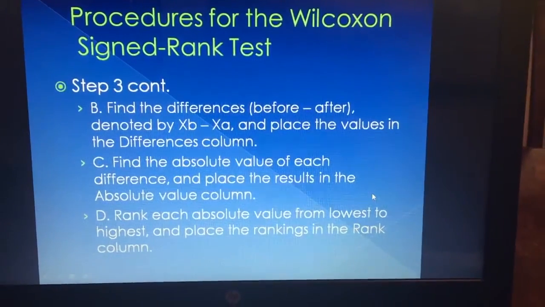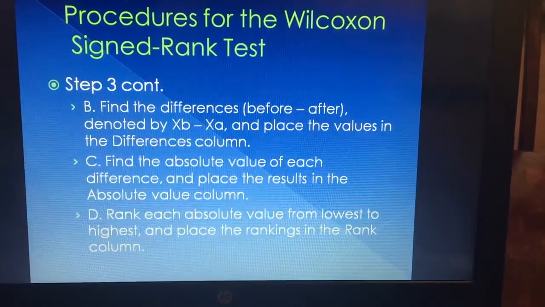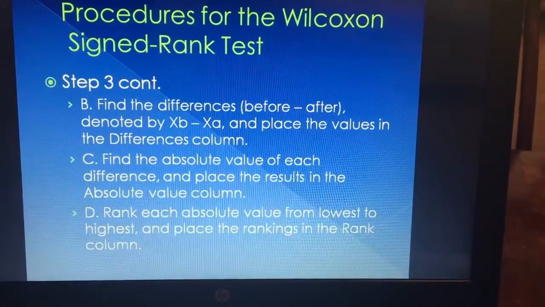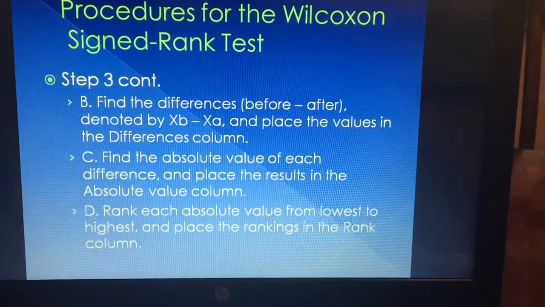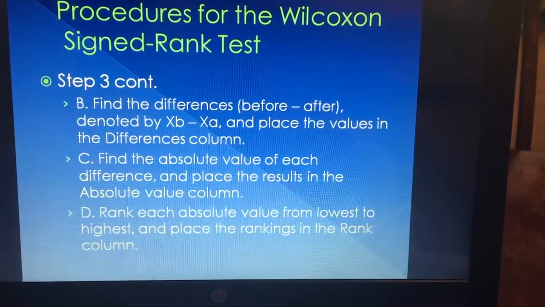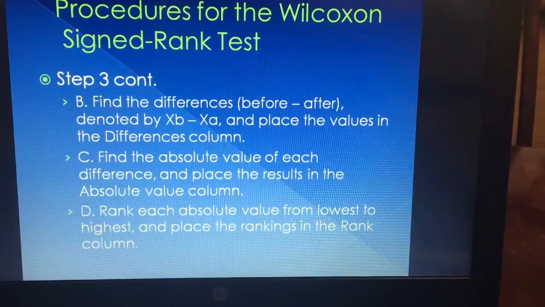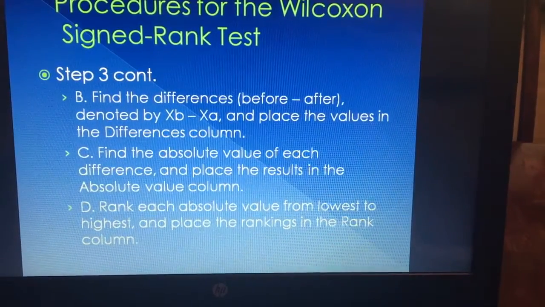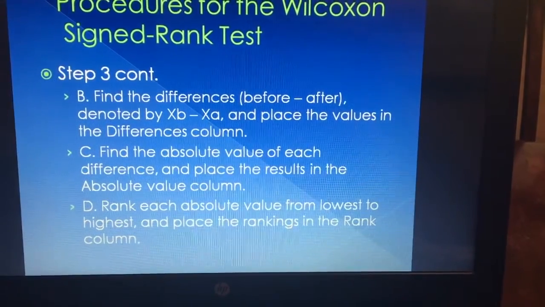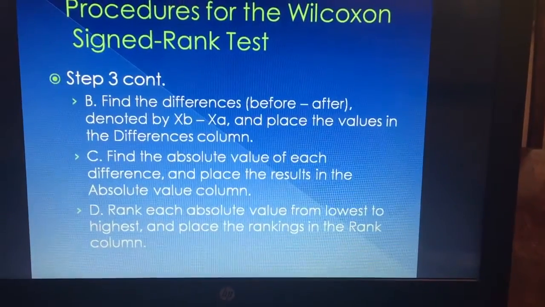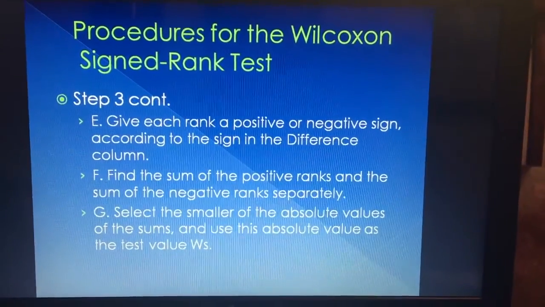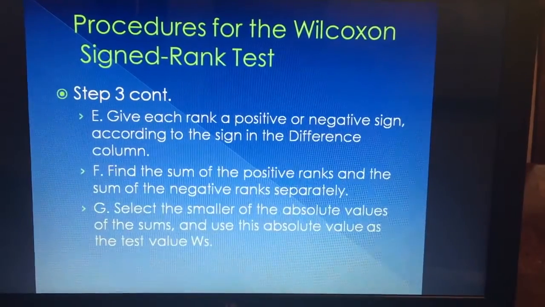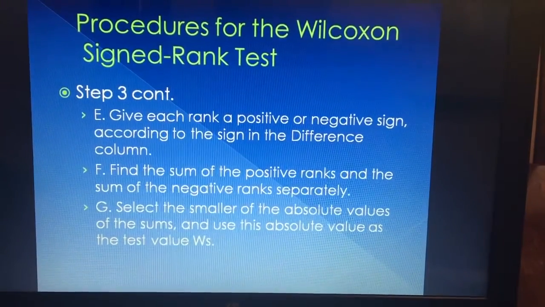Step 3 continued. Next, find the differences before and after, denoted by XB minus XA, and place the values in the differences column. Find the absolute value of each difference and place the results in the absolute value column. Rank each absolute value from lowest to highest and place the rankings in the rank column. Give each rank a positive or negative sign according to the sign in the difference column.